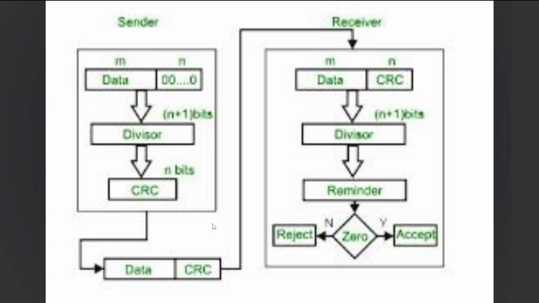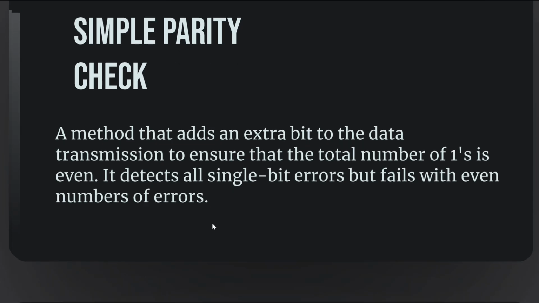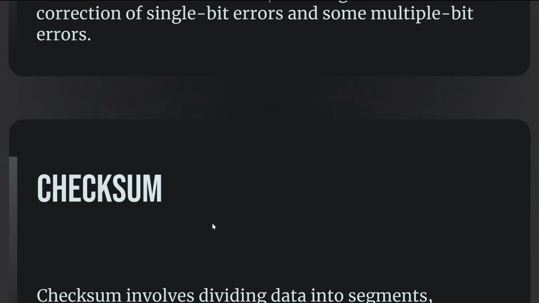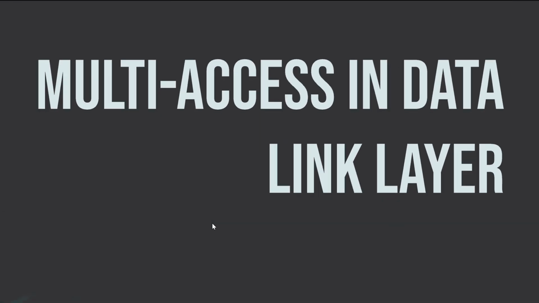The last one is the cyclic redundancy check. This one is a pro-level checker. It divides the message using a special binary pattern. If the remainder is 0, it's perfect. But if not, the data is corrupted. This is used in major services like Ethernet, Wi-Fi, and even USB drives. Two-dimensional parity check, checksum, cyclic redundancy check.